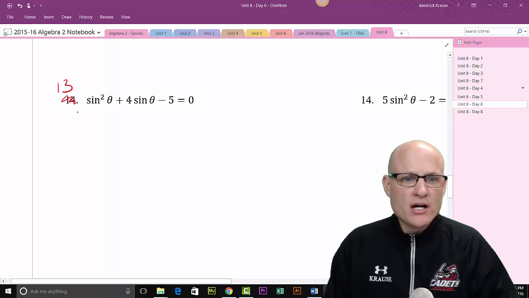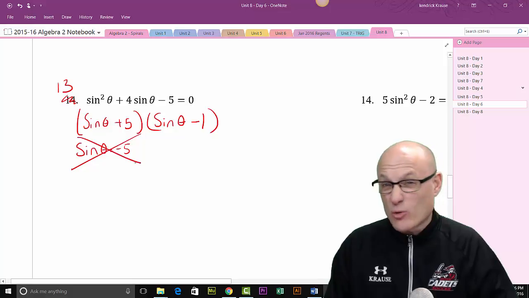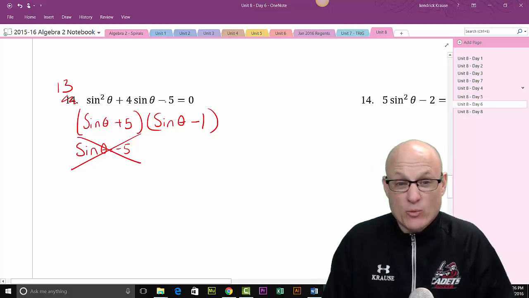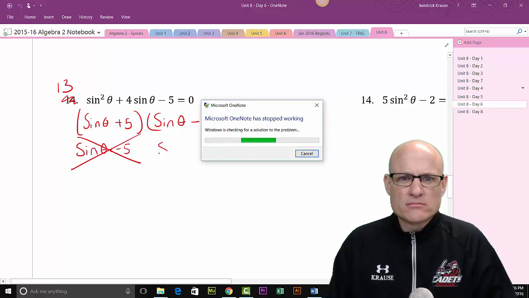We're ready to factor. So sine theta plus 5, sine theta minus 1. So this one gives me sine theta equals negative 1, which we reject right away because sine and cosine can't be bigger than 1 or negative 1. And then sine, well, that's a bummer. Let me pause this then.